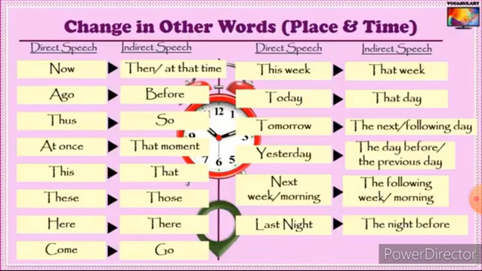So these are the changes that take place from direct to indirect speech. That is, the direct speech words expressing nearness will change into those expressing distance. This will change into that, these will change into those, here will change into there, and thus will change into so. These are the changes that take place while converting a sentence from direct to indirect speech.